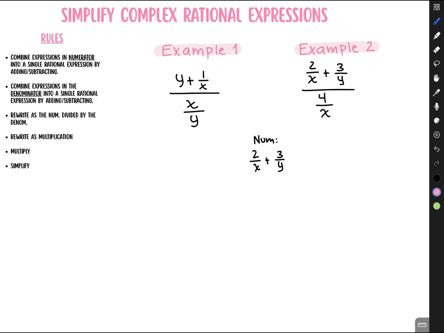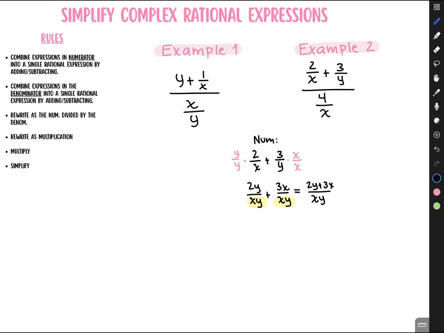Now I have to do something to both of these fractions to make sure that they both have the same denominator. On this side, I need to multiply by x. And on this side right here, I need to multiply by y. So that this becomes 2y over xy plus 3x over xy. Since the denominators are the same, we can go ahead and add them together to make them a single rational expression. So this is going to be 2y plus 3x over xy. So perfect. We have our numerator ready to go.